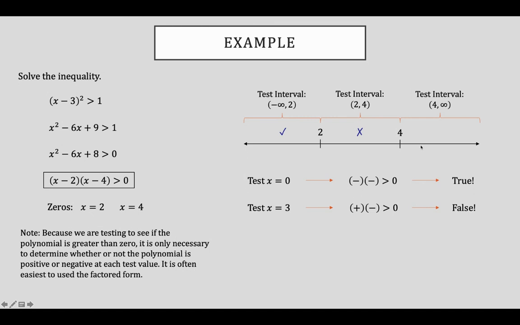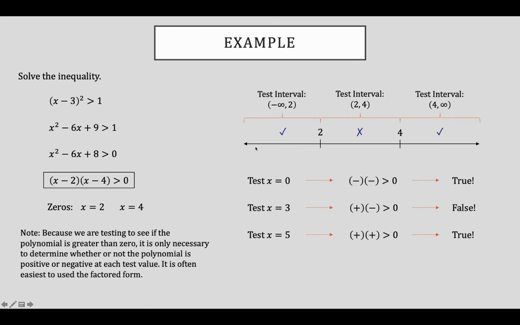And finally, let's choose a test value that's to the right of 4. What's a really easy number to plug in to the right of 4? 5. And again, you could pick any number to the right of 4 that you wanted to. You could pick 100 if you wanted to. 5 is probably pretty easy. So if we test 5 in our factored form, that gives us a positive value times a positive value. Is a positive times a positive going to be greater than 0? Yes, that would give us a true statement. So we put a little check mark up above that region. Now we just need to figure out where to shade. Anywhere that we have a check mark, we are going to shade.